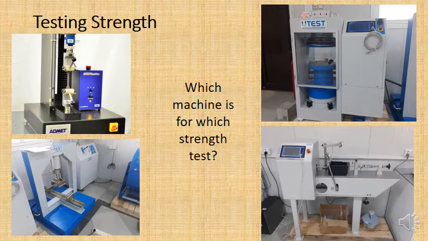You've got a jack that pushes down a load in the center of the beam that's resting on two supports that are set apart. And then this machine on the right-hand corner, this is used for measuring shear strength. You can actually see how there's two jacks on that little black box.